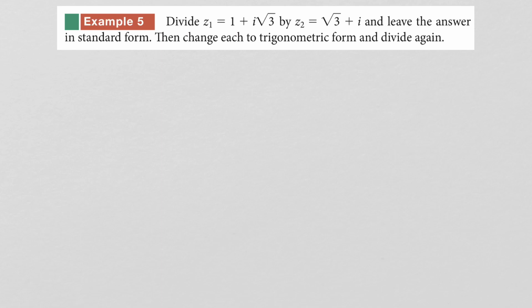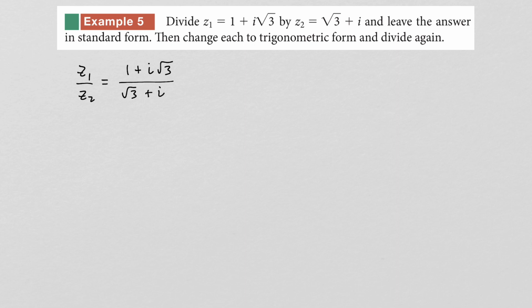So here we're being asked to divide z1 by z2 and leave the answer in standard form, and then change each to trig form and divide again. So first of all, we want to do z1 divided by z2 sort of the old-fashioned way. We're going to take the number 1 plus i radical 3 and divide it by the number radical 3 plus i.